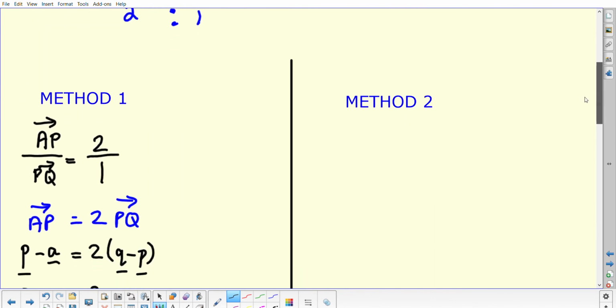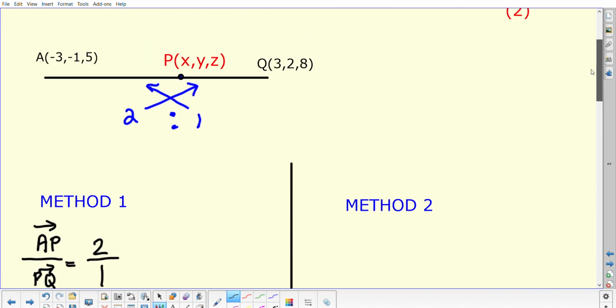So that is just one method, that's using the line ratio, and also using position vectors to do that. Alternatively, method 2 is the section formula, and the section formula is where I'm going to work out each of these coordinates for the P point individually. So I'm going to work out the X coordinate first, and I can do that by using the 2, so this is why I've got the wee cross in.